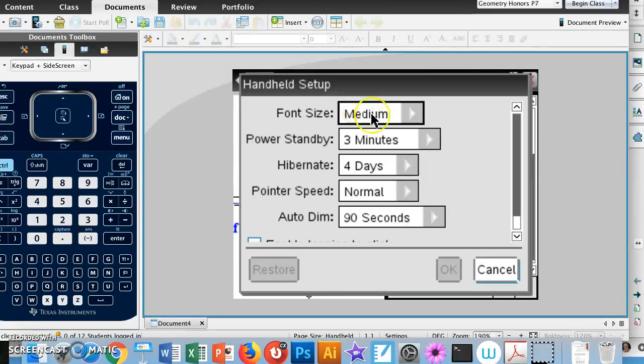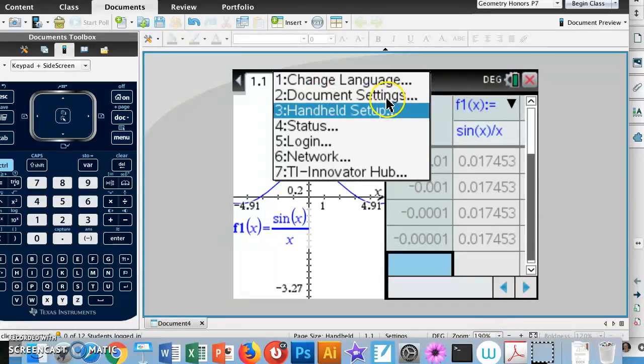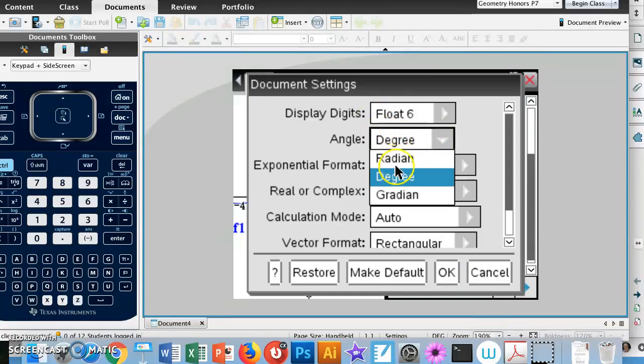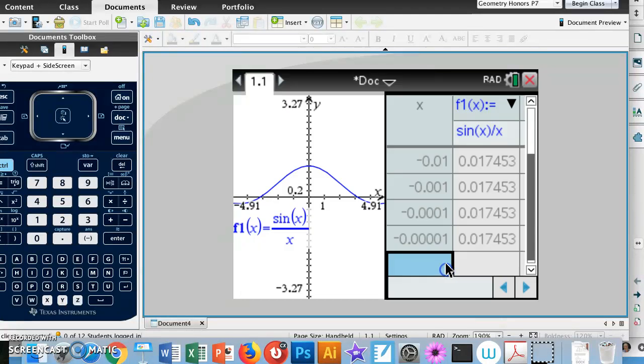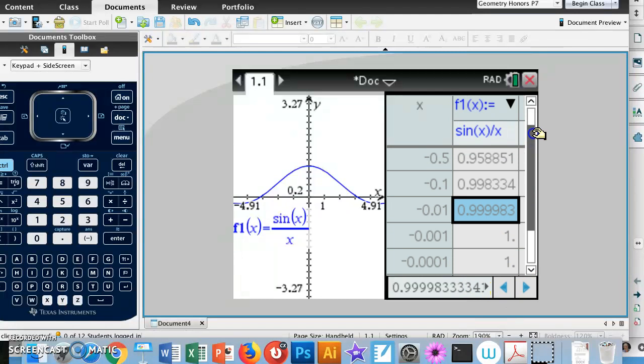So let's go to document settings. Oops, sorry. I don't know how that changed to degrees. Let's make sure it's in radians. Okay, is that going to change my value? Doesn't look like it's changing anything. So we might want to, there we go. Okay, so it changed it all. So you can see now what's going on.